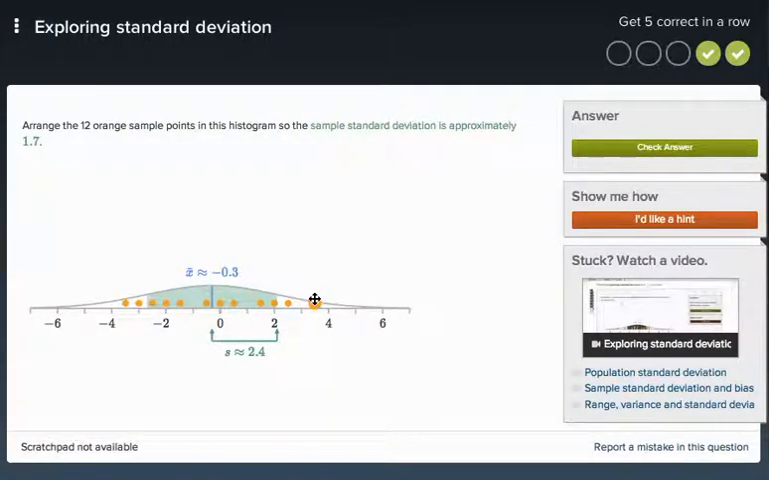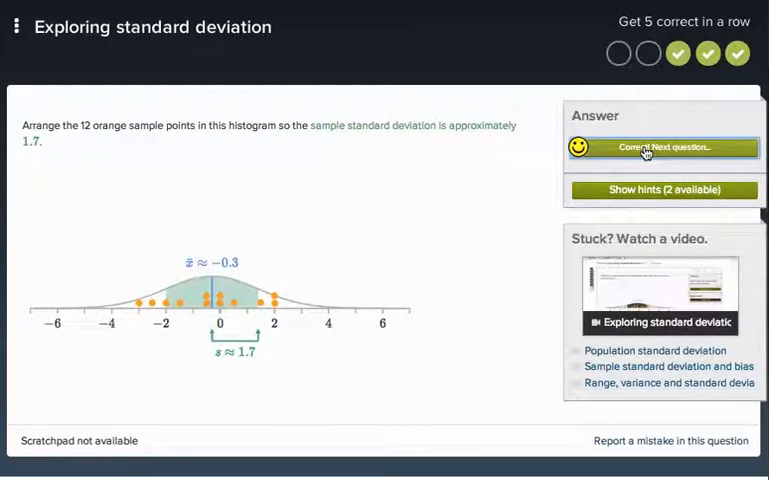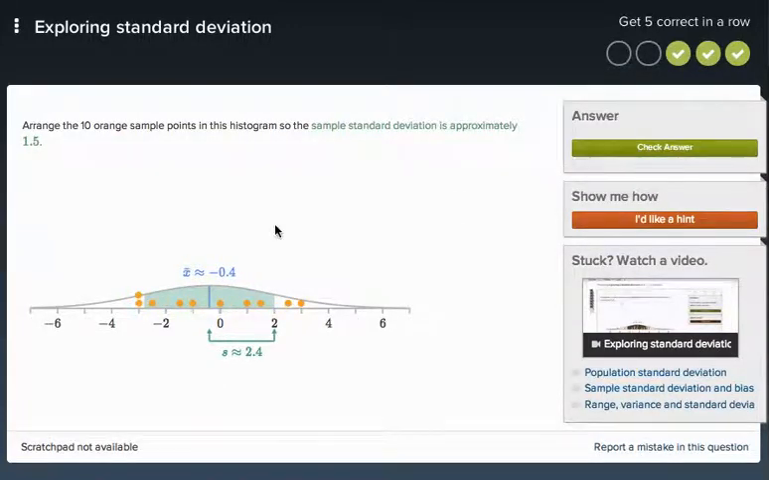Let's try it again. So I'm going to always start with the points furthest from the outside when I need to create a smaller standard deviation. Oh, 1.7. There we go. This one we need smaller, so I'm going to keep moving it in. Now, we can move it all from one side if you want. See how it's still correcting it? We need 1.5.